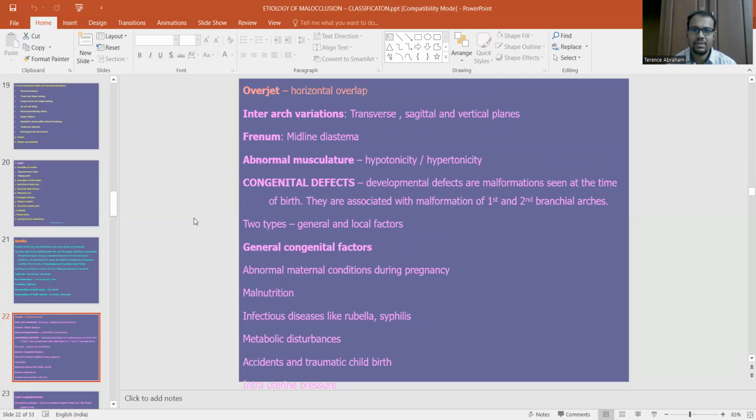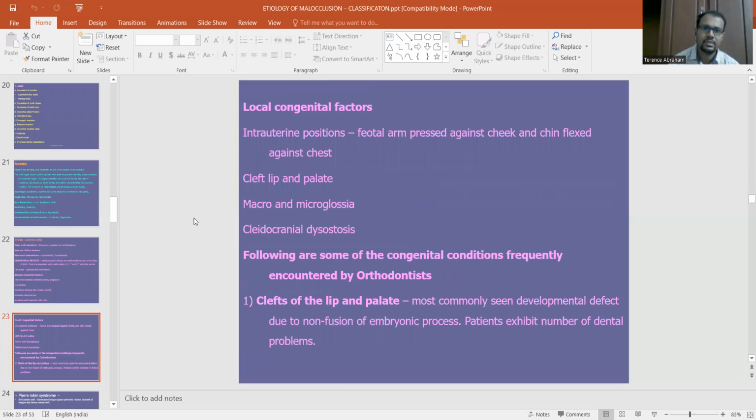Then various congenital defects, these are the developmental defects. They are malformations seen at the time of birth. They are associated with the malformation of first and second branchial arches. There are mainly two types of congenital defects: general congenital factors and local congenital factors. In general congenital factors, abnormal mother conditions during pregnancy, malnutrition, infectious diseases to the mother, various metabolic disturbances such as malnutrition, diabetes, endocrine disturbances, and trauma to the mother or trauma to the child can cause various congenital defects.